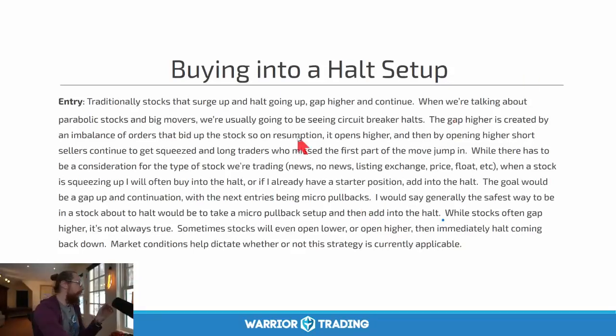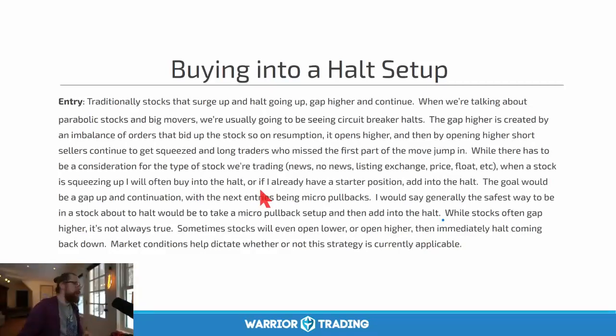But in the case of a gap higher or a halt up, we often do open higher. And then by opening higher, short sellers continue to get squeezed, and long traders who missed the first part of the move may, at this point, start to just impulsively jump in, giving in to FOMO or buying micro pullbacks. While there has to be a consideration for the type of stock we're trading, news, no news, listing exchange, price, float, when a stock is squeezing up, I will often buy into a halt. Or if I already have a starter position, I will often add into the halt. The goal would be a gap up on resumption and continuation.